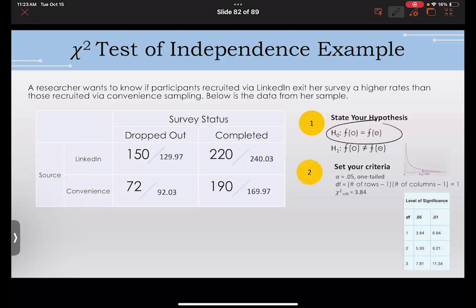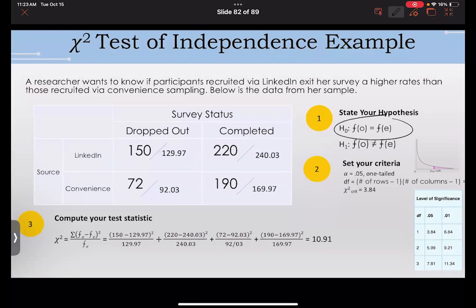So yes, set your criteria: alpha 0.05, one tail. Degrees of freedom is the number of rows minus 1 times the number of columns minus 1. And the chi-square criteria is 3.84. The reason I told you you don't need a table is that I'm just going to include a screenshot of the chi-square table in the test for the test of independence. That's the only test by hand, so rather than make you drag all your tables, I'm just going to screenshot this.